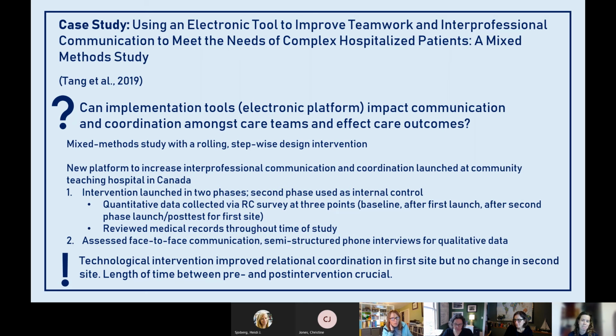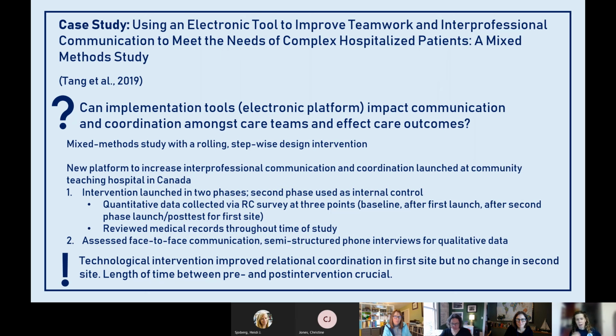As for the findings, the intervention greatly improved RC in Group A. This was despite no change in face-to-face communication during that time, but there was no change to RC levels for Group B. This may suggest that the length of time between pre and post intervention assessments is important. That timing seems like a crucial bit, and this is what they concluded.